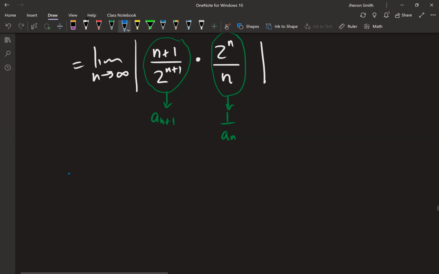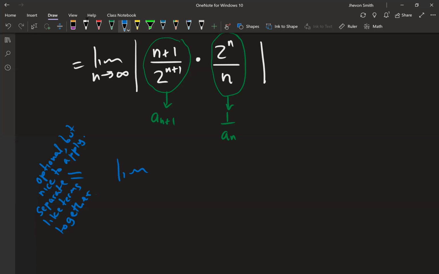Now, I would say here, this is an optional step, but nice to apply, especially for complicated things. And that is to separate like terms together. It's easier to see what will cancel and how things are going to simplify. So for example, I can put the exponentials together and the polynomials together. I can rearrange the multiplications so that the exponentials are attached to each other and the polynomials are attached to each other. It's not completely necessary, but it helps you to visually see how things are going to work out better. What you're now going to notice is that the 2 to the n is going to cancel.